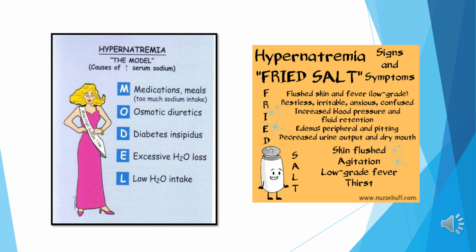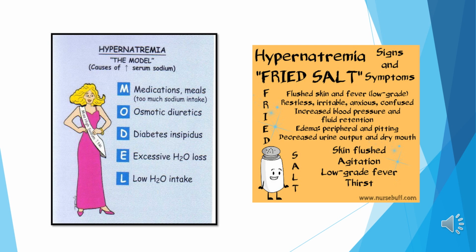But what are you looking for in these patients? Again, signs and symptoms. Another mnemonic, fried salt. Flushed skin and fever, a low-grade fever. Maybe restless, irritable, anxious, confused. And that happens with a lot of electrolyte imbalances. I for increased blood pressure and fluid retention, which is why if you have high blood pressure, we actually recommend you decrease your salt intake. E, edema, usually it's peripheral and pitting. D, decreased urine output and dry mouth.